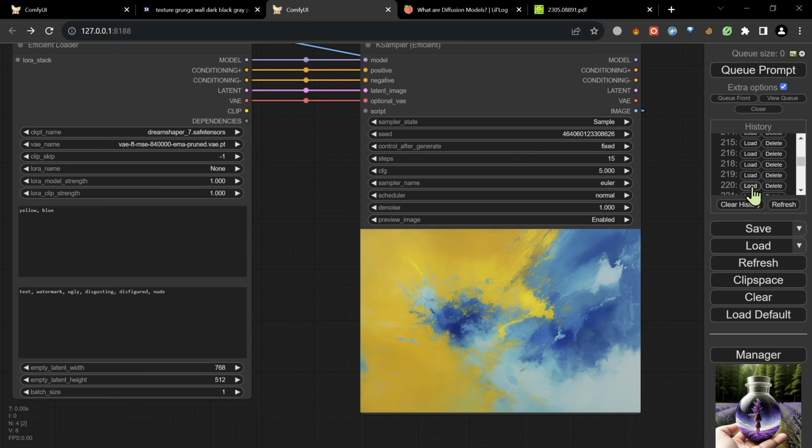In other words, most of what's happening here is coming from the prompts and also the noise. The noise is having a huge impact on what we actually get.